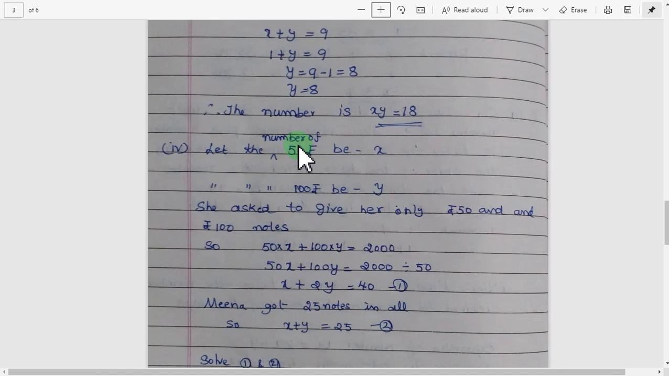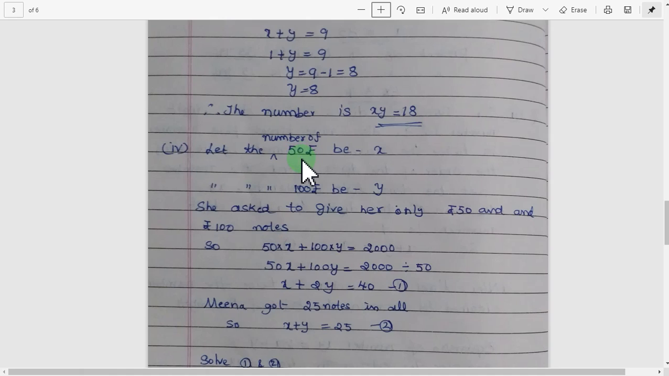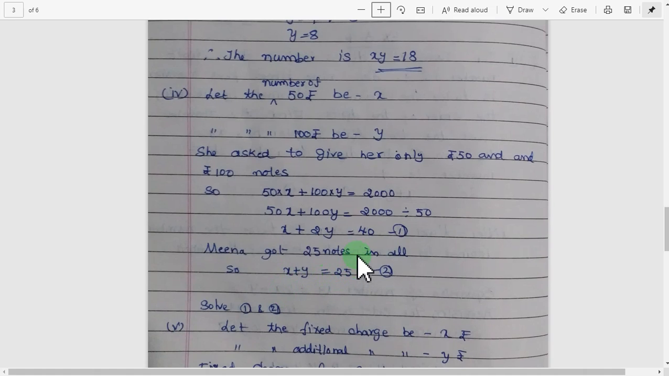So the question is, one lady went to the bank and she has withdrawn 2000 rupees. She asked only for 50 rupees and 100 rupees notes. Only 2000 rupees in terms of 50 and 100 rupees, not other notes. So in the question it is given, she got altogether 25 notes of 50 and 100. Also she has withdrawn 2000 rupees.